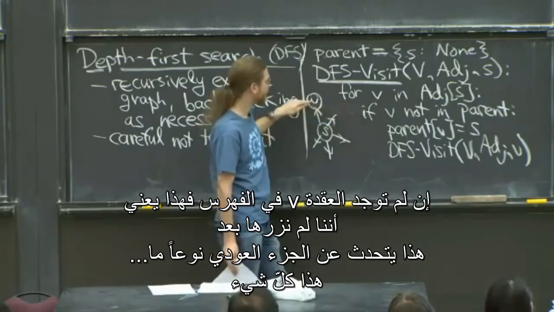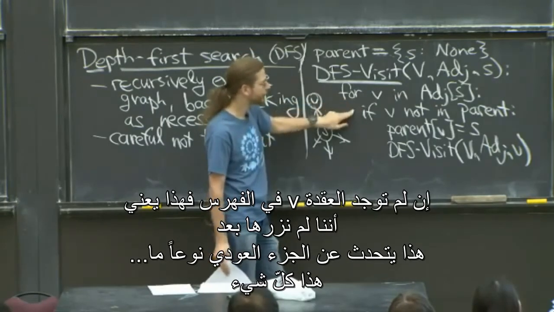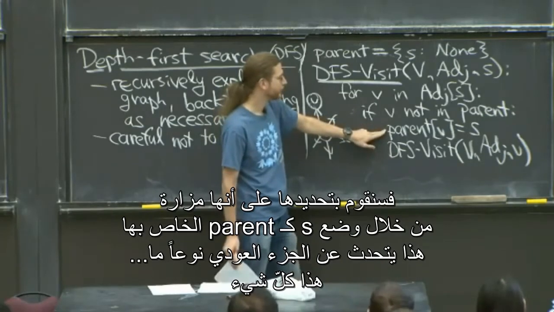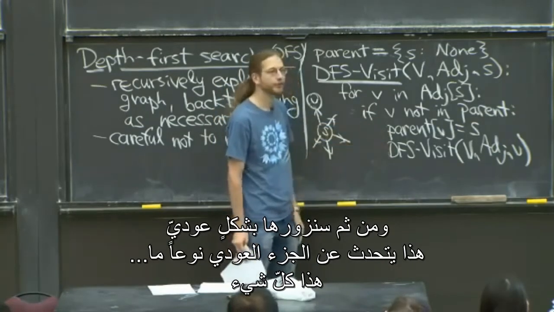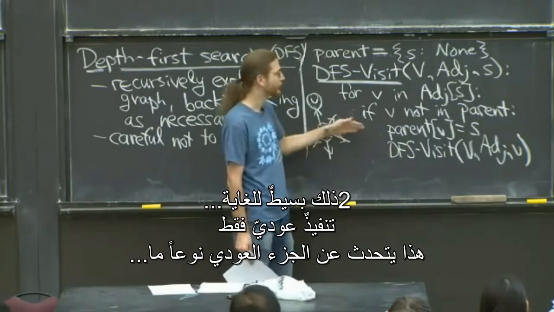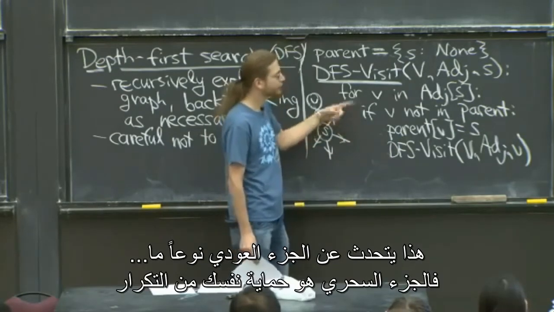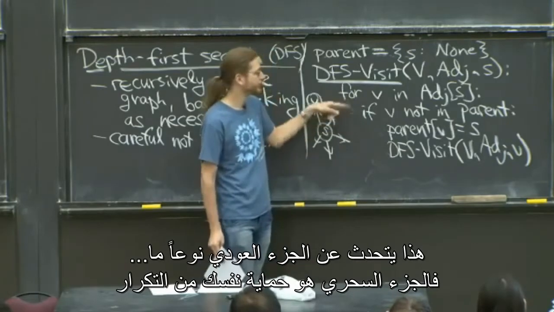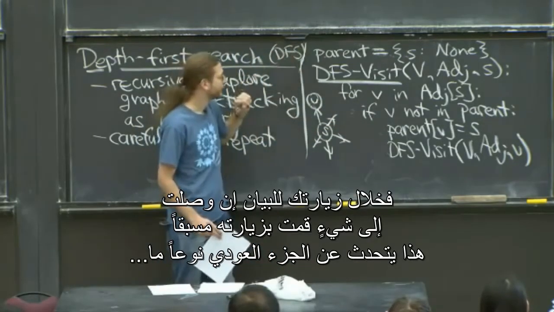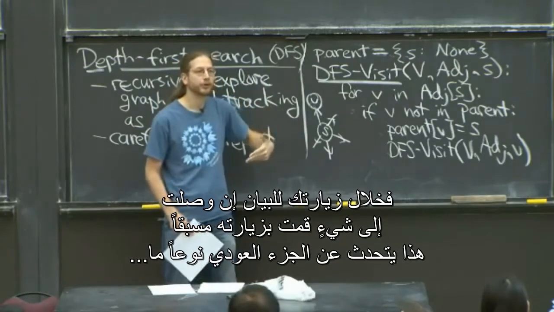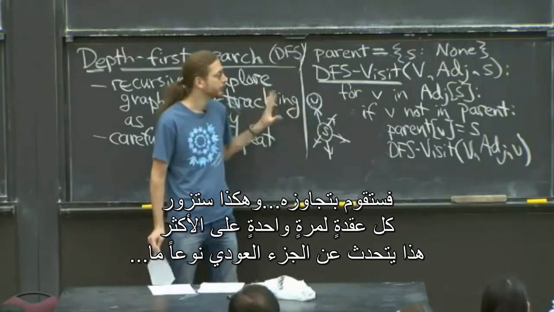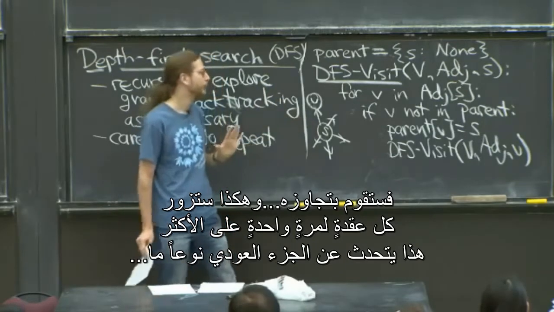If the vertex V that we're looking at is not in our dictionary, we haven't seen it yet, we mark it as seen by setting its parent to S, and then we recursively visit it. That's it. Super simple. Just recurse. The magical part is preventing yourself from repeating. As you explore the graph, if you reach something you've already seen before, you just skip it again. So you only visit every vertex at most once.